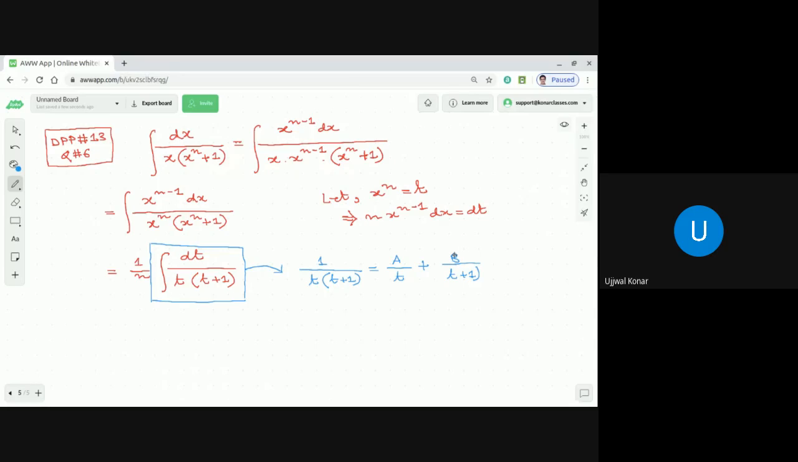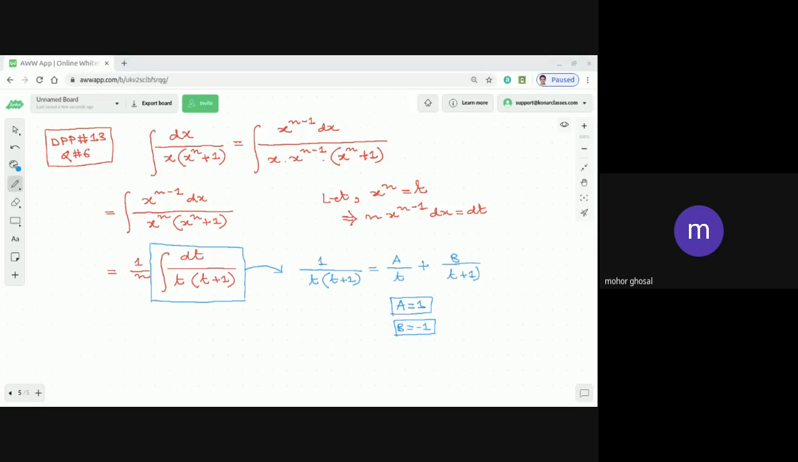So in fact, if you do this entire process, you will find the value of a is equal to 1 and b is equal to minus 1. After that, you know how to proceed, correct? Okay. Shall we proceed to the next question or do you have any doubt here? No, sir. Okay, next question, please.